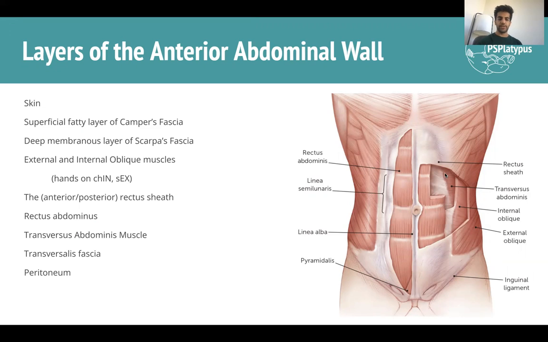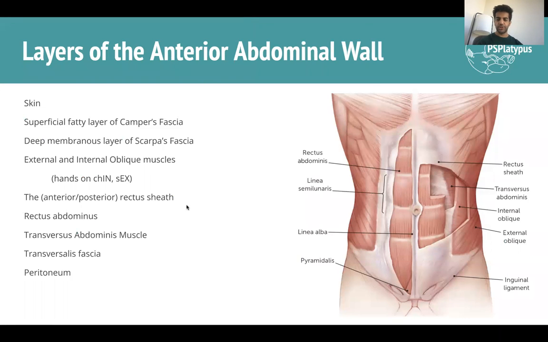One way to remember this is if you take your hands and you put them on your chin. So chin is internal. That's the direction of your hands is the direction of the fibers. And if you put them on your groin, that's the direction of the external obliques.